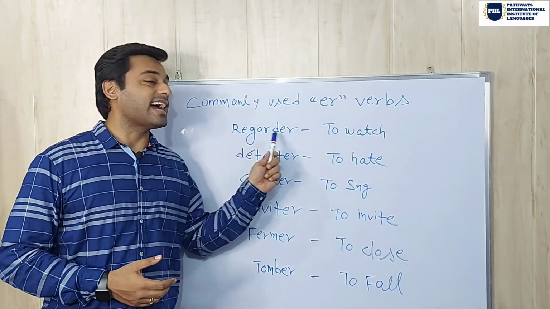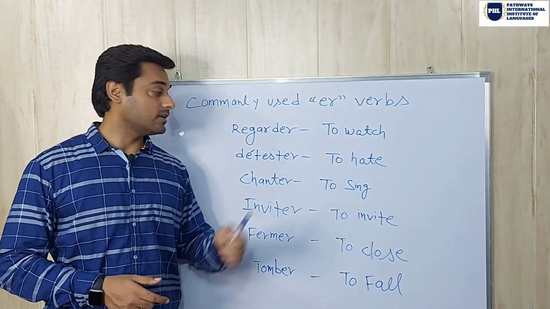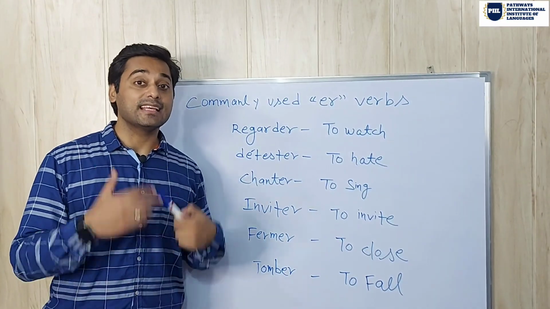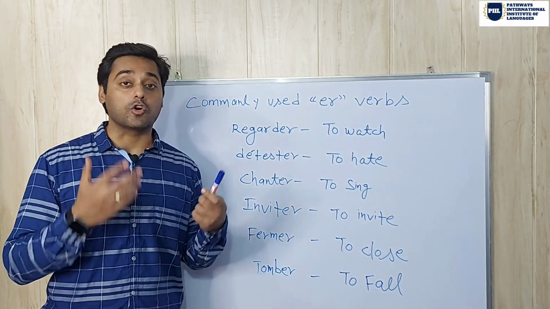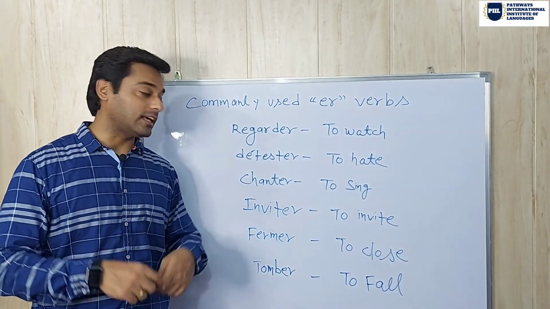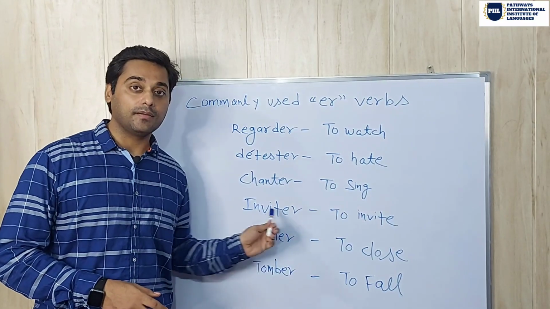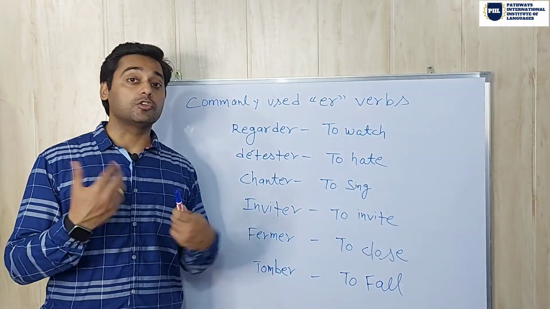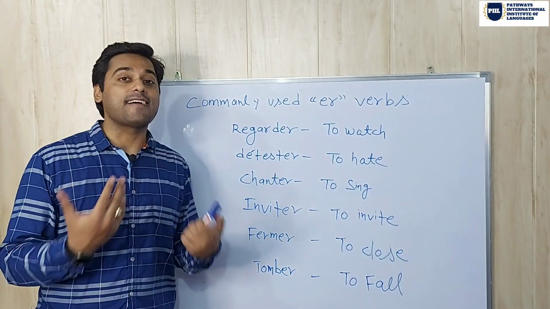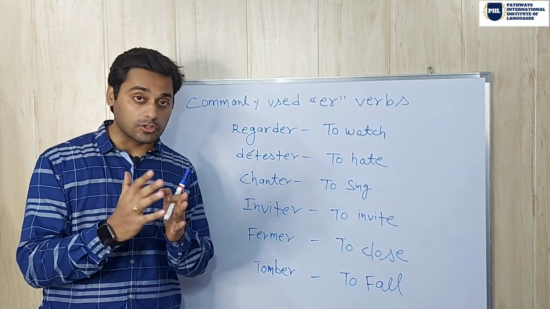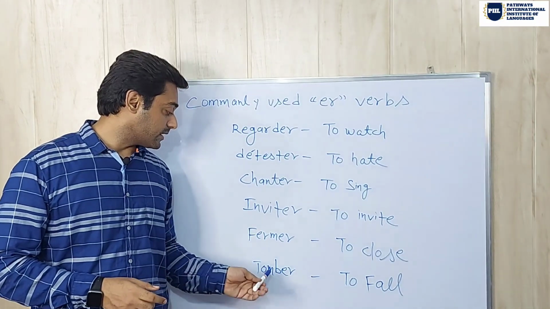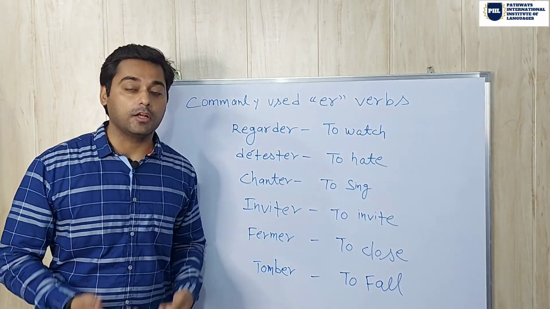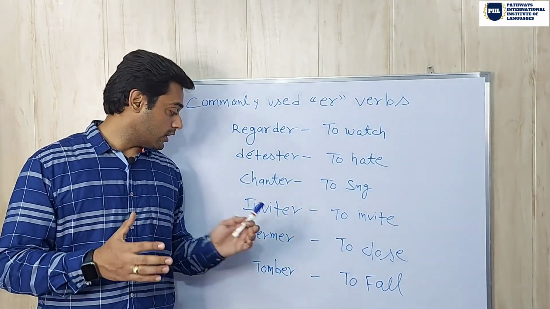Then we have regarder. Regarder means to watch. Then détester. Détester means to hate. Then we have chanter. Chanter means to sing. Then we have inviter, that means to invite. Then fermer. Fermer means to close. The last is tomber. Tomber means to fall.